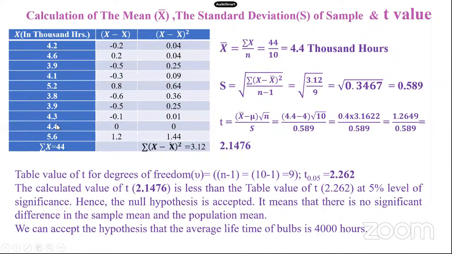The calculated value of t is 2.1476, which is less than the table value of t, that is 2.262 at 5% level of significance. Hence, the null hypothesis is again accepted here. It means that there is no significant difference in the sample mean and the population mean. We can accept the hypothesis that the average life of bulb is 4000 hours.